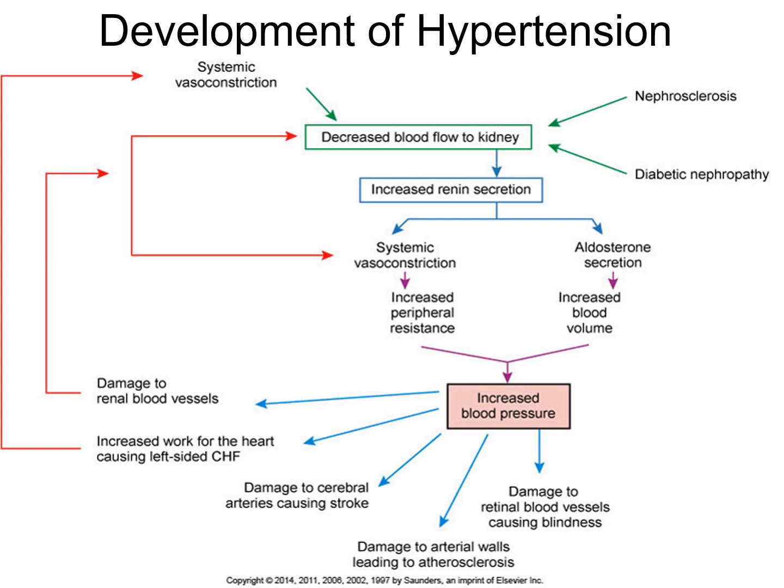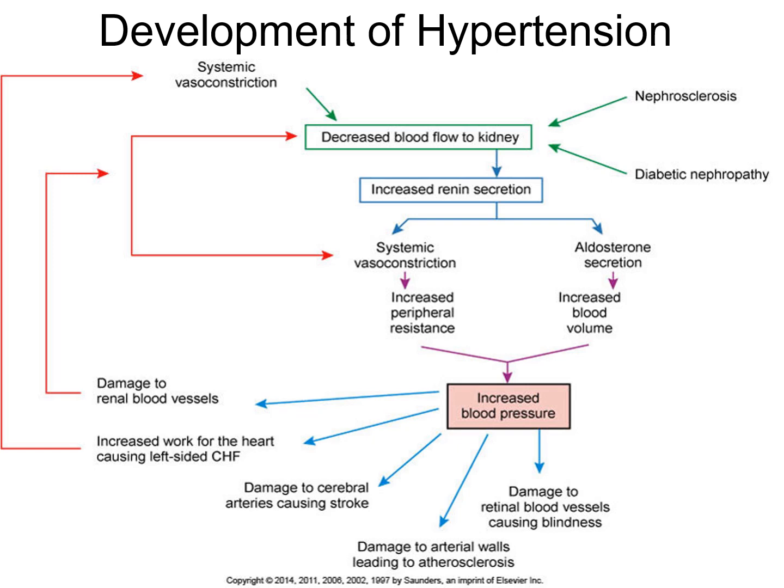So this slide shows how hypertension develops. We have some sort of systemic vasoconstriction. We have decreased blood flow to the kidneys. This can be because of nephrosclerosis or some sort of neuropathy. This causes the kidneys to increase their renin secretion. That's a vasoconstrictor. It's also going to trigger aldosterone to be released.